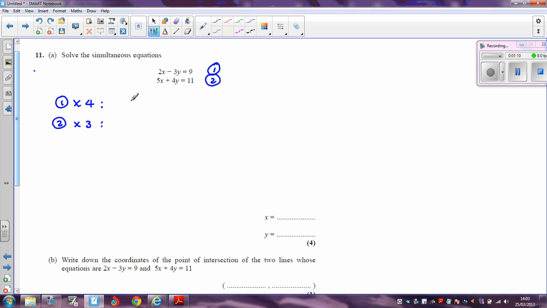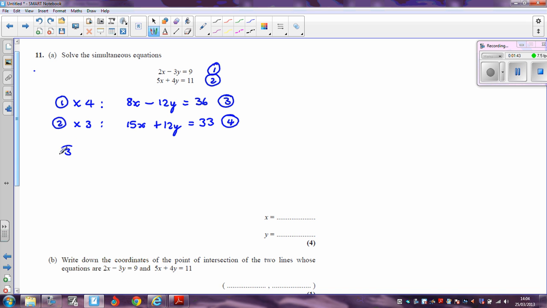So multiplying the first equation by 4, 2x multiplied by 4, well that's just 8x. Minus 3y times 4, well as we've said, that's minus 12y. And then 9 times 4 is 36. I'm going to call that equation 3. Now I'm going to multiply the second equation by 3. So 3 lots of 5x, well that's just 15x. 3 lots of 4y, well that's plus 12y. And 3 lots of 11 is 33. And I'm going to call that one equation 4.